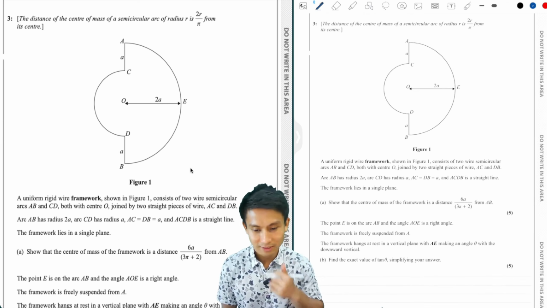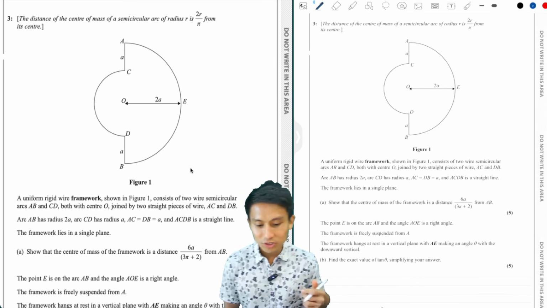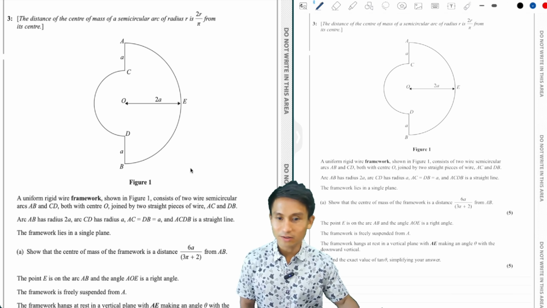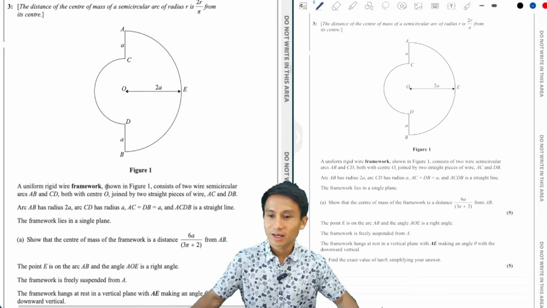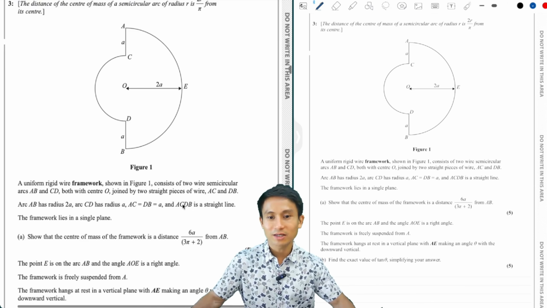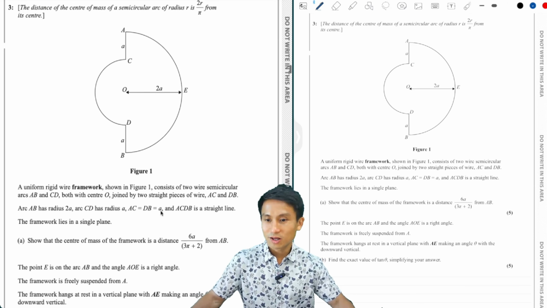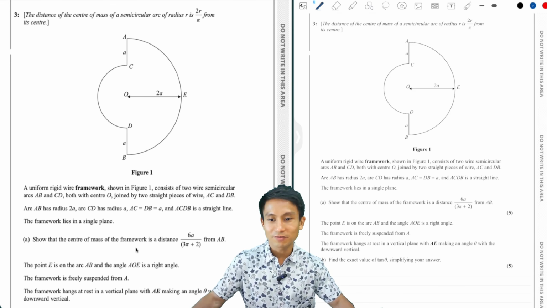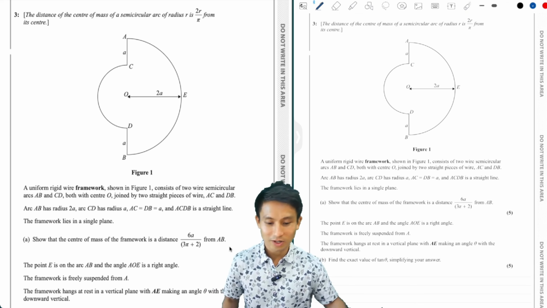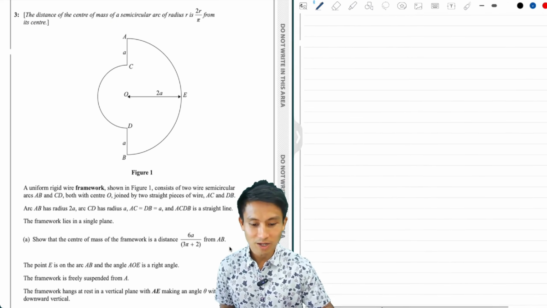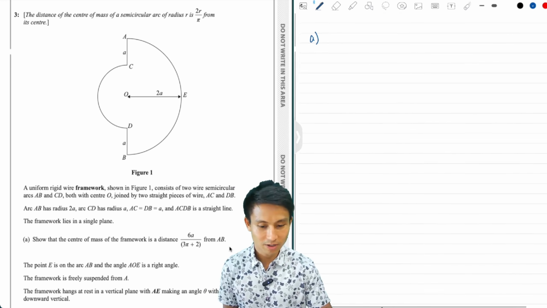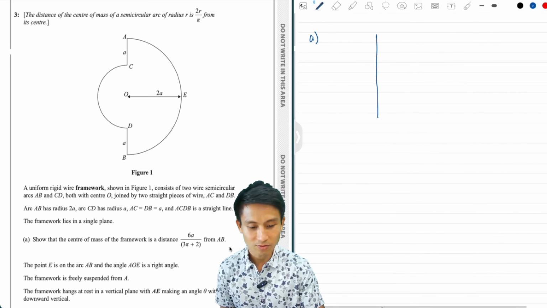Wow, center of mass. Okay, a uniform rigid wire framework shown in figure 1 consists of 2 wire semicircular arcs ABCD, both with the same center. Yeah, you can read the question too. And then part a asks you to show that the center of mass of the framework is a distance that from AB. Okay, so usually we do this by a table, right? So we're going to do a table. Okay, table.